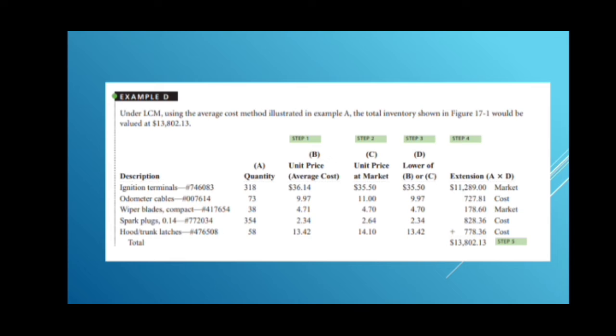11,289 plus 727.81 plus 178.60 plus 828.36 plus 778.36 equals 13,802.13. So the total inventory value under the LCM is 13,802.13.